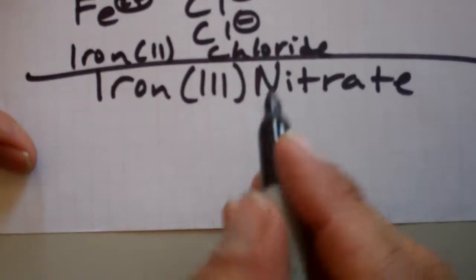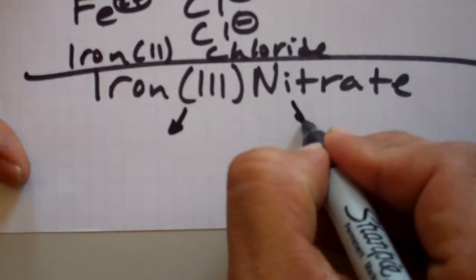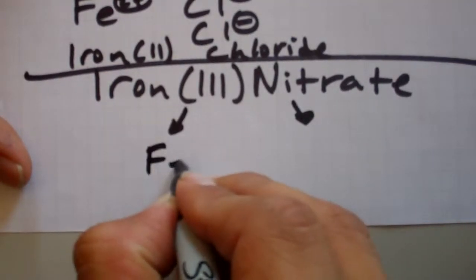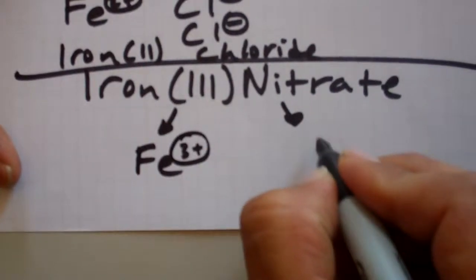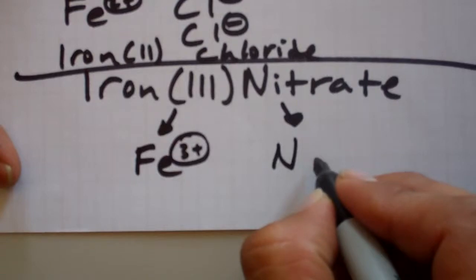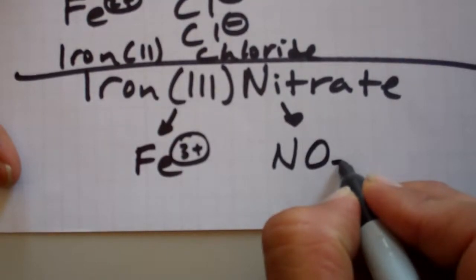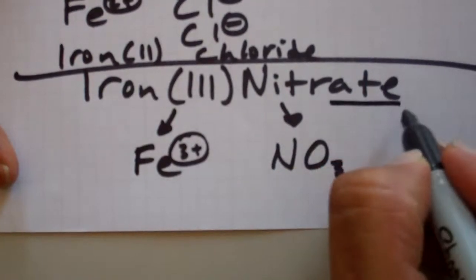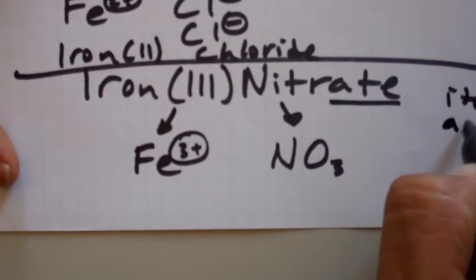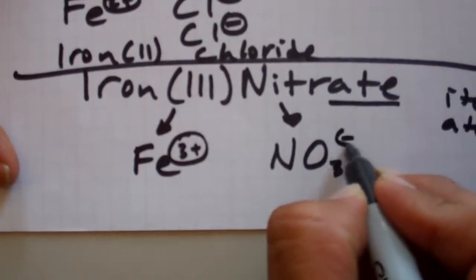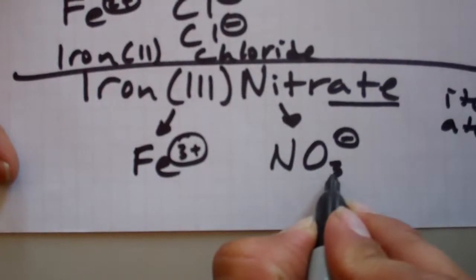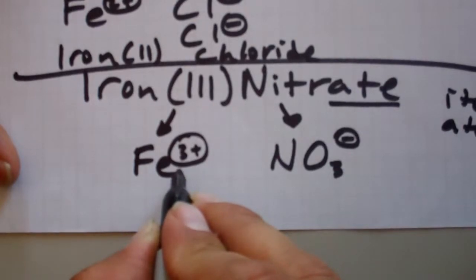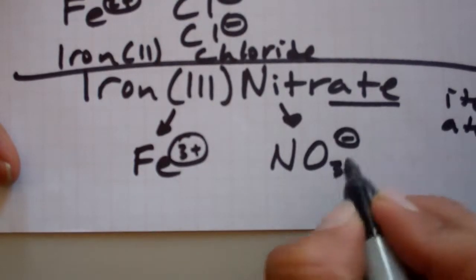Oh, the last one. Iron 3 nitrate. Let's break that down into its ions. Iron 3, we know that's Fe3 plus, and nitrate, remember nitrate, not nitride. Look at the periodic table. Anytime you see ates and ites, those are probably polyatomic ions. When I say probably, they are. So this is nitrate. How many of these do you need to balance the charge of this Fe3 plus? That's right, kids, 3 of them.